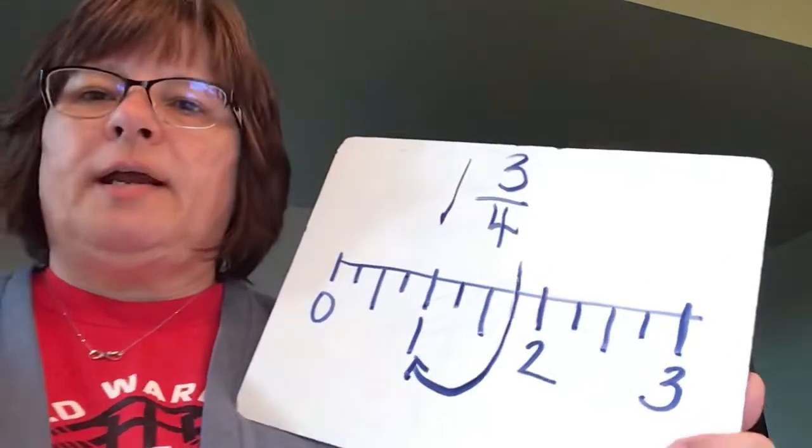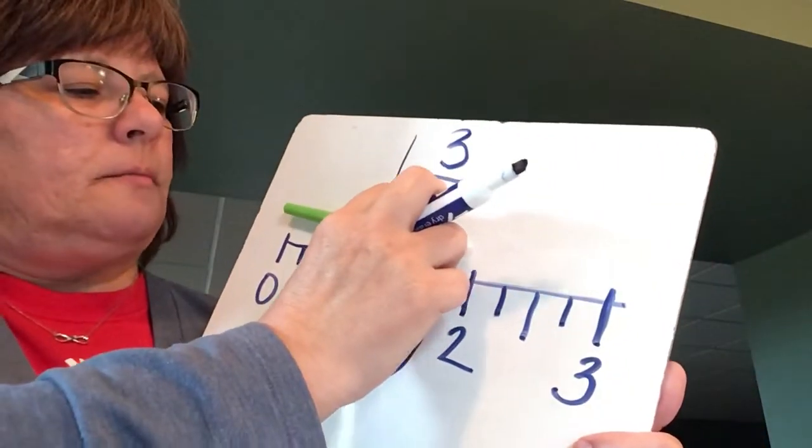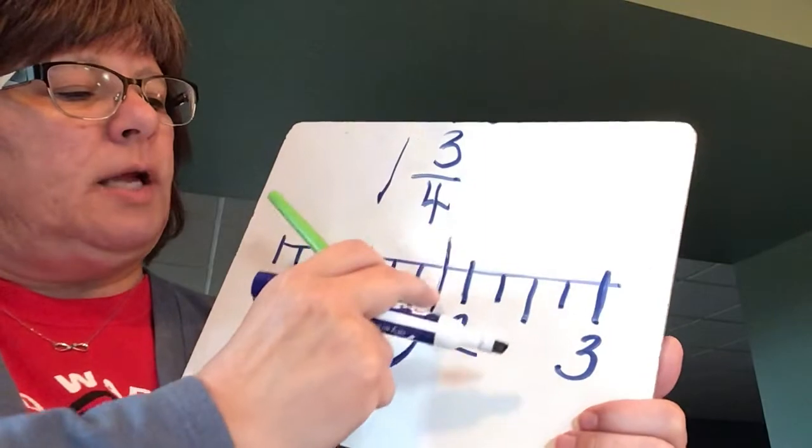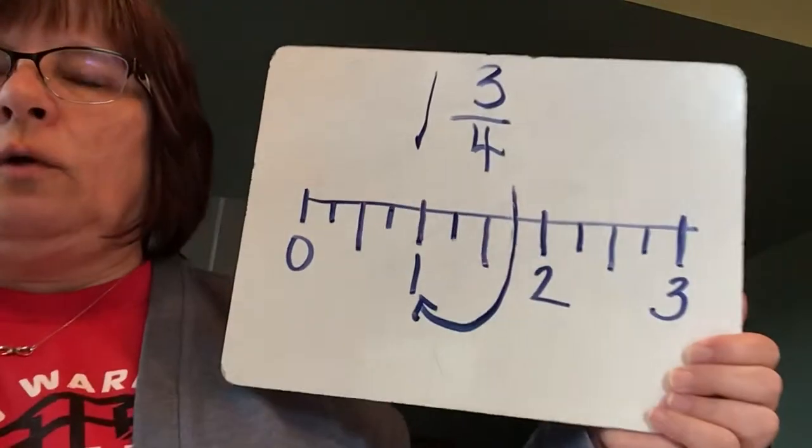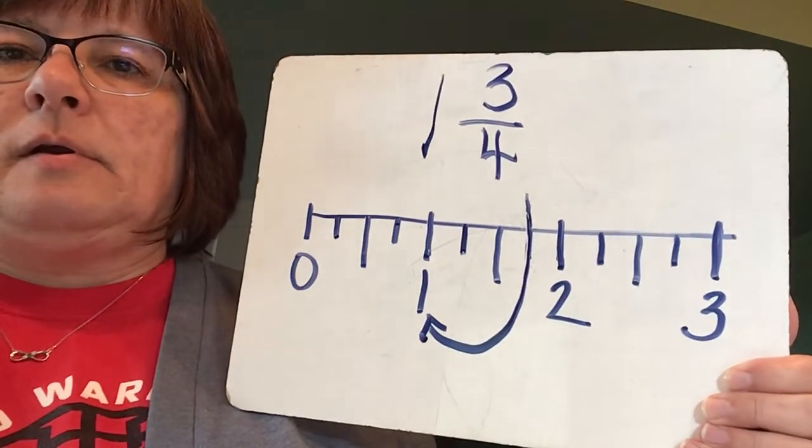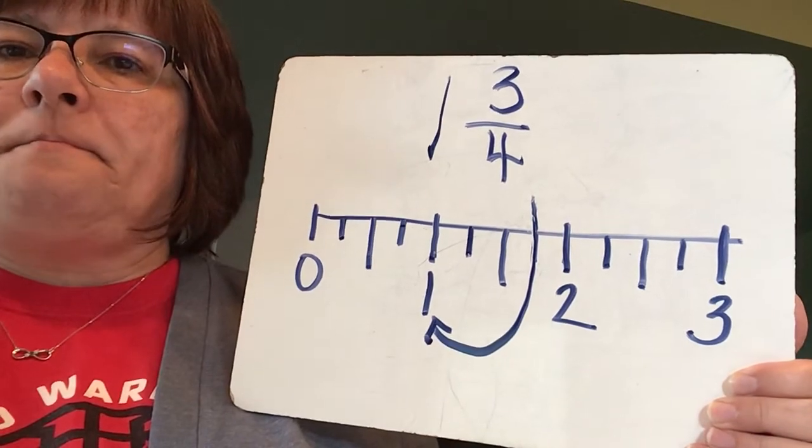So when you're measuring an object, hold it up, mark the end of it, and pull the line down and make a hook to the last whole number that you had. Okay? Well, hopefully this won't be too tricky for you.